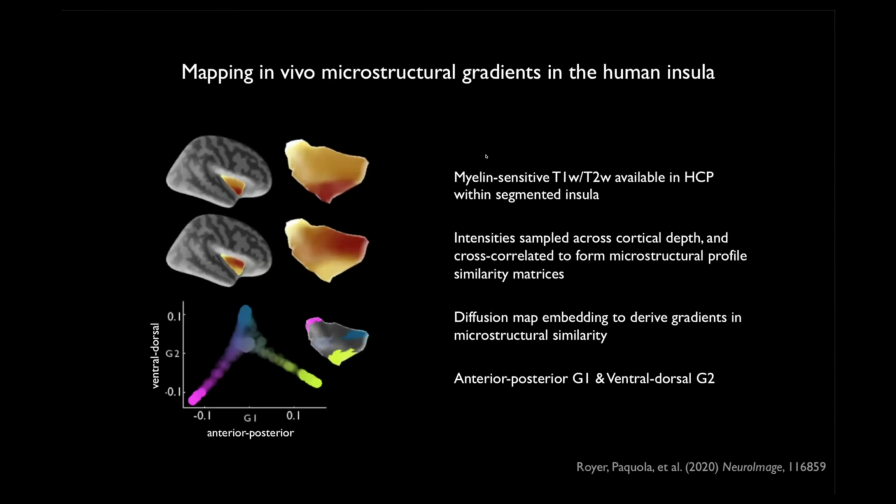So we address this by leveraging myelin-sensitive imaging to derive microstructural gradients along the insular cortex. So to do this, image intensities were sampled across cortical depths and then cross-correlated across all insular vertices. And we then applied a nonlinear dimensionality reduction approach to derive gradients of microstructural similarity across the insula. So this revealed two gradients, a first gradient evolving along the anterior-posterior direction and a second gradient in the ventral-dorsal direction, which we can then use to form this two-dimensional representation that can be leveraged to track other structural or functional features varying along the insular cortex.